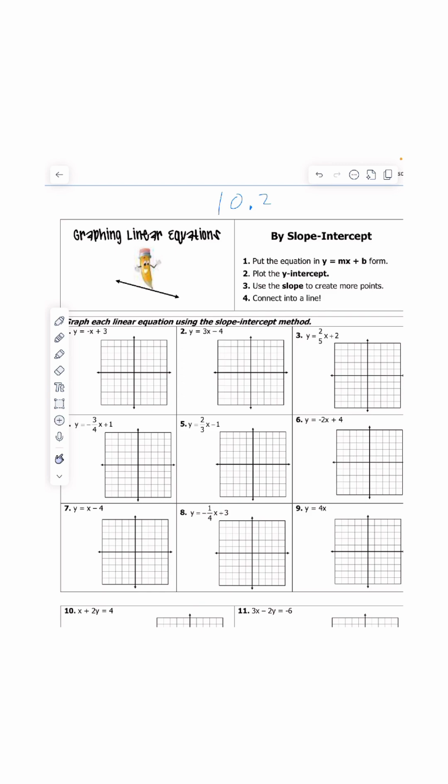If the equation is in slope-intercept form, y equals mx plus b, you put the equation y equals mx plus b, then you find your y-intercept, where it crosses the y-axis. That is b. You just put a dot there, and then we'll use the slope to create more points. After you create 2-3 points, you connect them into a line.